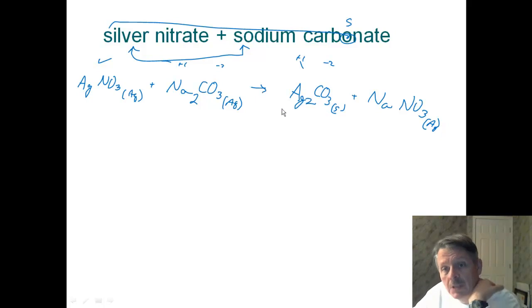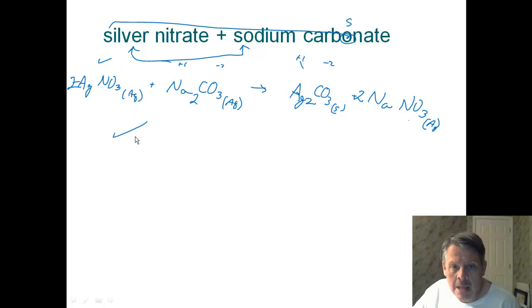Alright, well let's balance. Silver, I've got 2 on the right and only 1 on the left, so I have to put a 2 there. That means I have 2 nitrates, so I have to put a 2 over on the right. And that means I have 2 sodiums, and I have that, and 1 carbonate, and I have that, so I'm good. Okay, so I am now balanced.